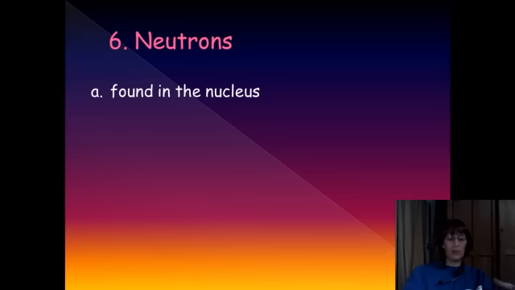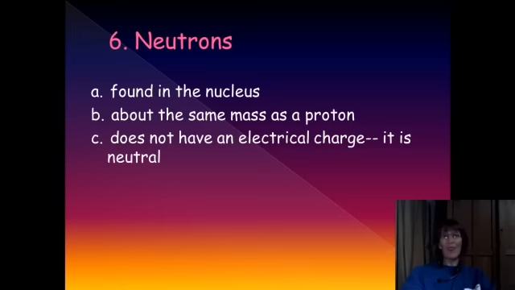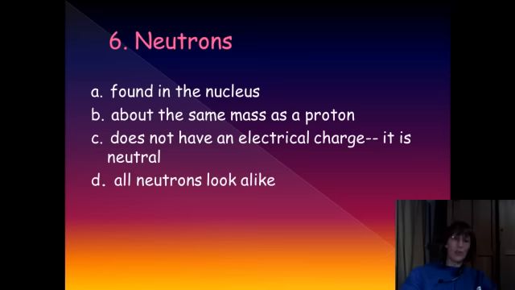So, the neutrons are found in the nucleus, letter A, on your notes. They're about the same mass as the proton, pretty close. They don't have an electrical charge. So protons have a positive charge, electrons have a negative charge, neutrons squat. They have no charge whatsoever. Neutrons, neutral, N-E-U. Neutrons are neutral, they have no charge. All the neutrons look alike. So all the protons look like each other, all the electrons look like each other, all the neutrons look like each other.